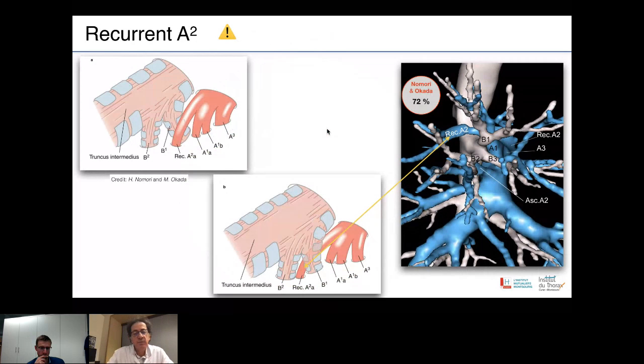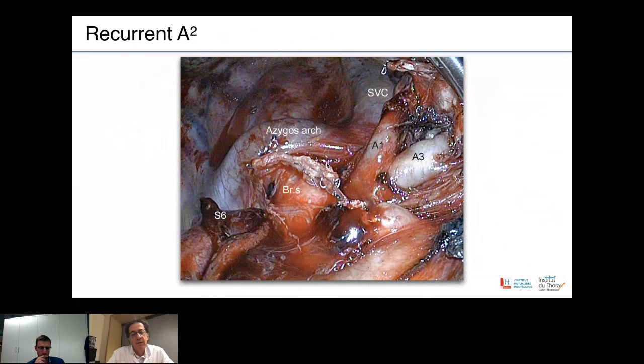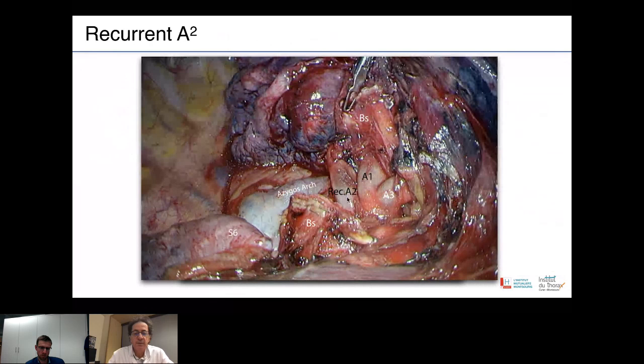So this is when you approach the right upper lobe from behind. Once the bronchus has been divided, you encounter the branches of the trunk, A1 and A3. And when you have a recurrent A2, it looks like this: A1, A3, and the recurrent A2 that you will have to control if you perform a segment 1+2.